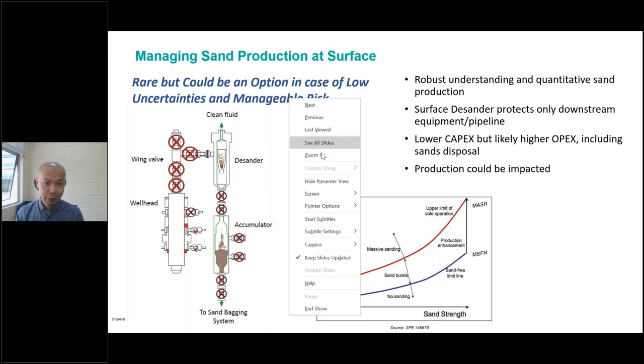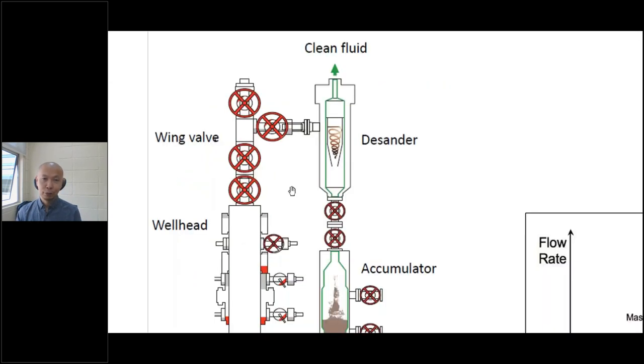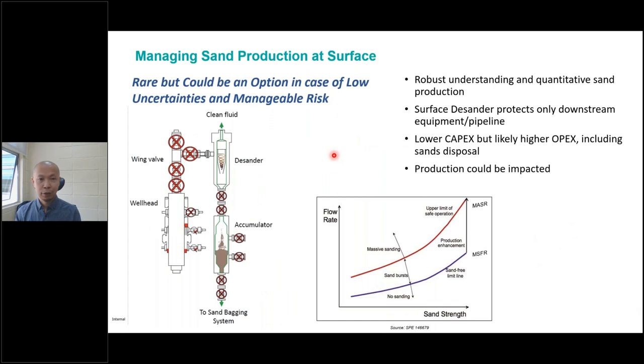The picture that you see here is an example of what we call a wellhead descender. We put the surface descender close enough to the well. This is the wing valve, okay? This is the wellhead, the Christmas tree. So very close, right? But this wellhead descender is meant to cater only production from one well. It's not meant to cater production from all wells. So if you have 50 wells, you need 50 wellhead descenders, right?